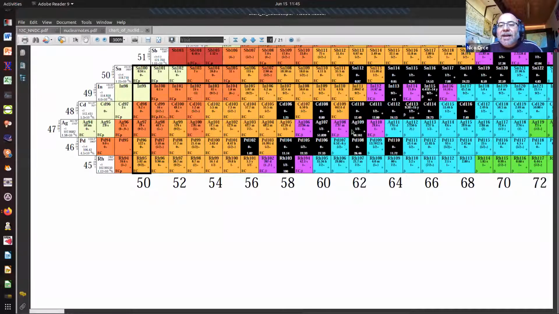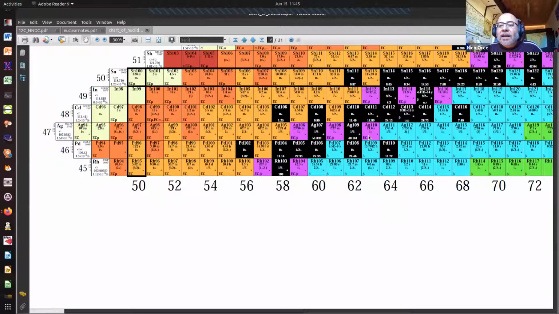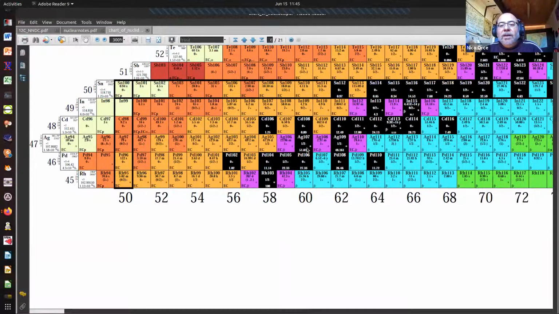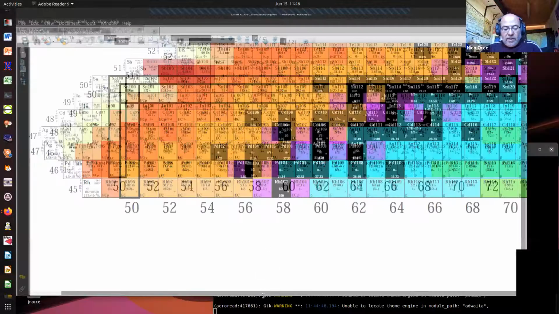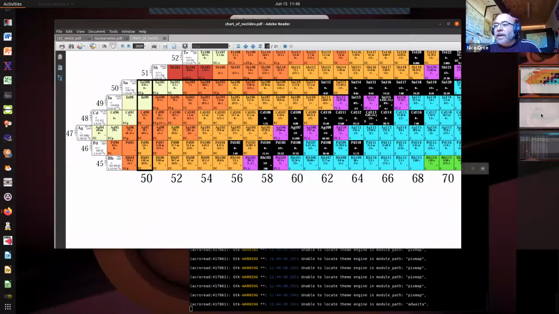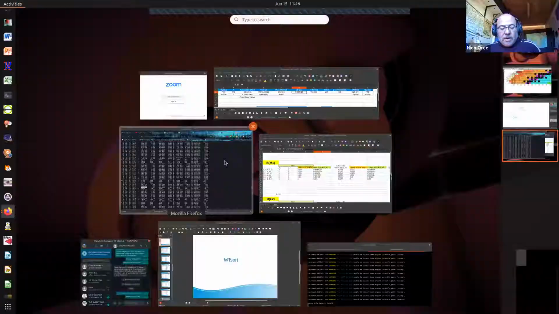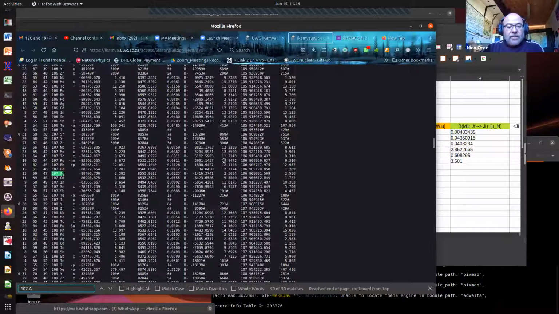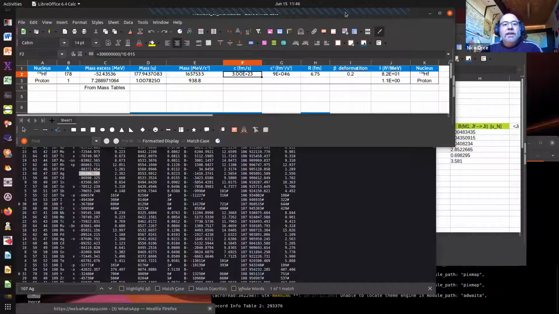So which one? Both of them are relatively abundant, so you can choose any of them. Let's say the mass of 109 or 107. So basically, I want to go to the 107 mass here. You can choose any of those and say, okay, 107 silver. So from here, you are going to determine the reduced mass.